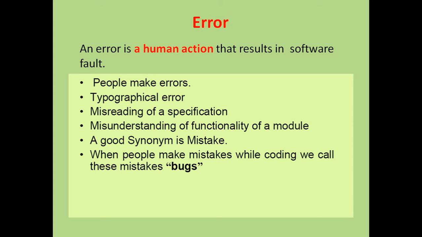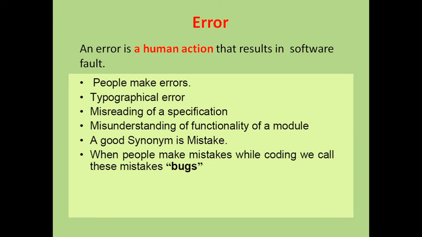An error is a human action. Before we go ahead with what an error is, how faults occur and how a system can fail, we need to understand the minute differences between these three things and how one leads to the other. An error is a human action that results in a software fault, and to err is human, so people naturally make errors.